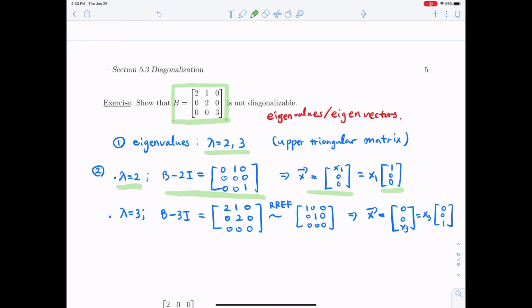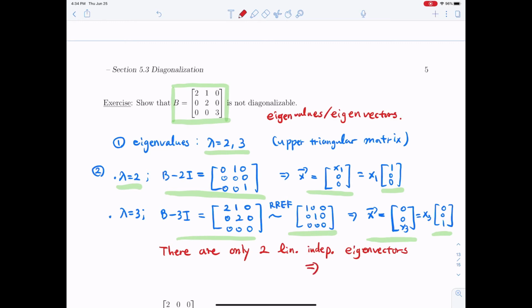And similarly, if you calculate B minus 3I and take the reduced row echelon form, then that gives you the solution set for the homogeneous matrix equation as (0, 0, x3), where you get an eigenvector corresponding to lambda equals 3. So here we can observe that there are only two linearly independent eigenvectors. Or in other words, we cannot build the matrix P, so B is not diagonalizable.